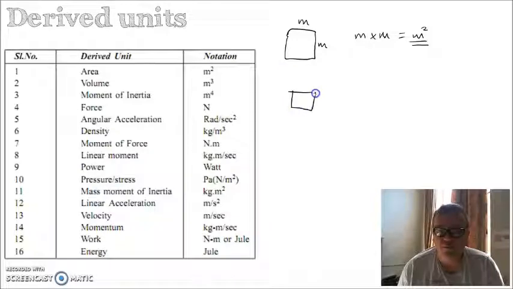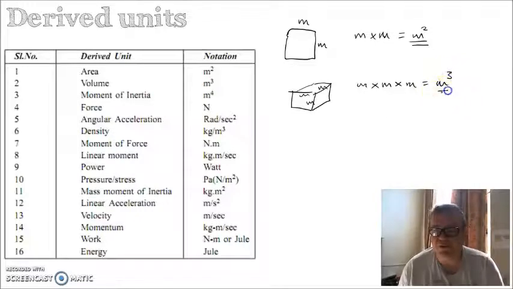Volume, similarly, we've got 3 measurements: 1, 2, 3, one along here, one up and down, and one into the page. So we've got meters times meters times meters, which is meters cubed. Okay, so that's volume and that's area.